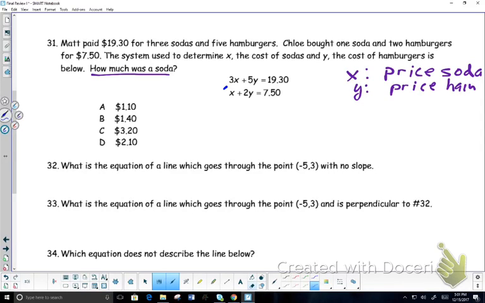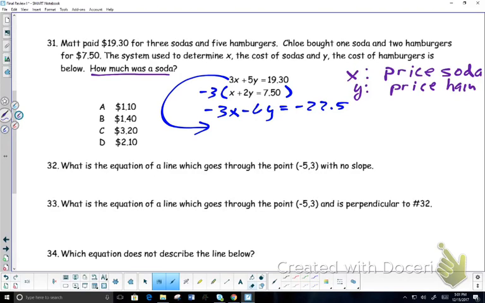So instead, I'd multiply this bottom one by -3. That would allow my x's to eliminate, giving me -3x, -6y, and then -3 times 750 is -2250. Then I'm going to go ahead and write this one right here. Since I didn't change anything, I'll just write it in purple. Then let's see what happens. Notice, those two are going to cancel.